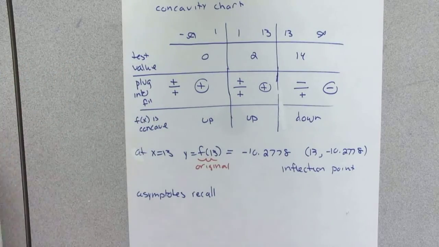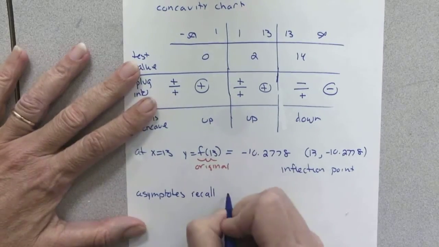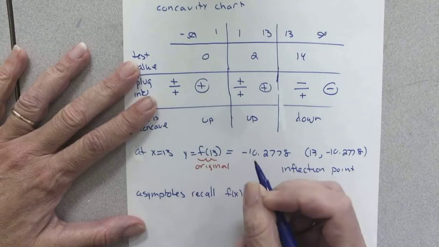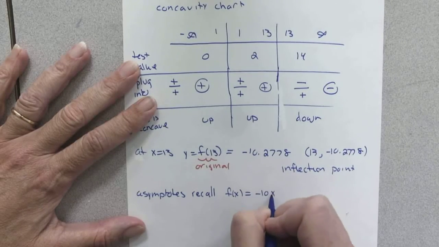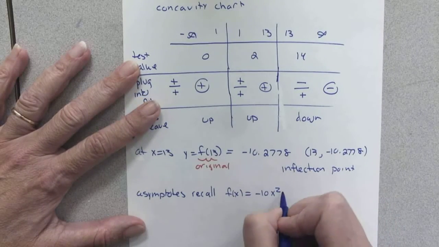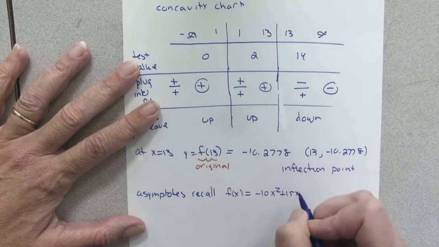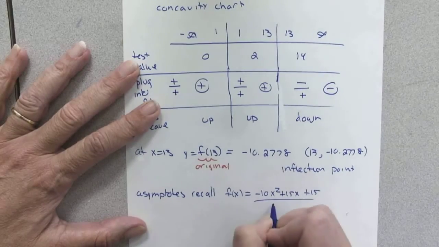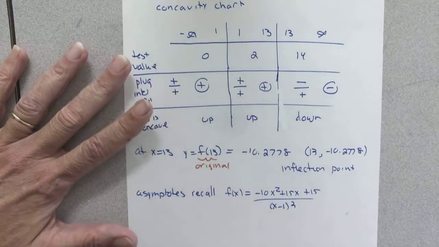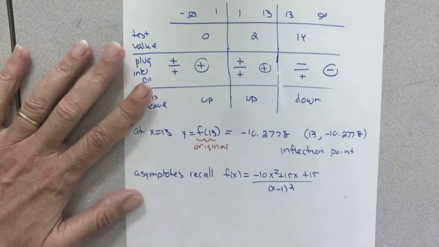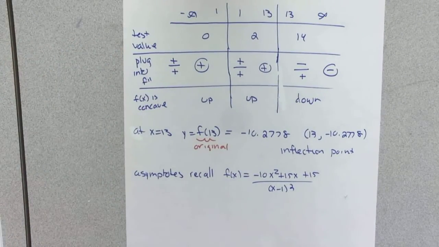Okay, let's recall that the original function way back when was f of x equal negative 10x squared plus 15x plus 15 all over x minus 1 quantity squared. I wrote down the original function so we could see it again, but it also gives me the opportunity to say asymptotes are about the original function. We aren't going to do any derivative work here. It's about the original function.